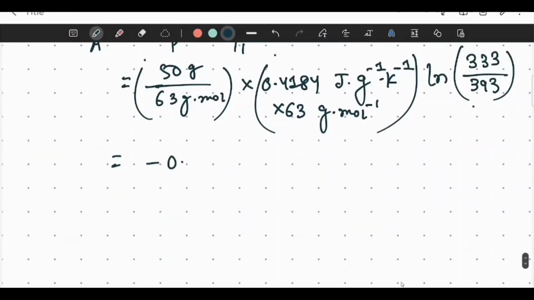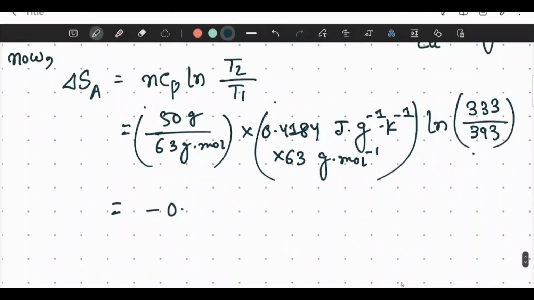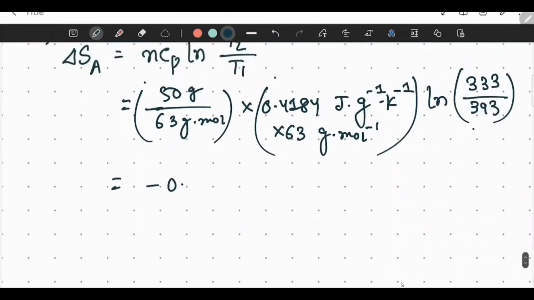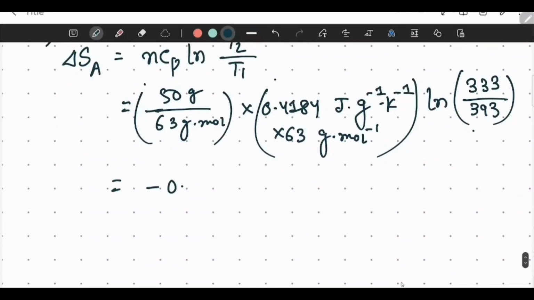What is the unit of entropy eventually? Entropy is dS equals d cross Q by T. Okay, this is joule per Kelvin. So it's correct, no problem. But here 63 should be multiplied, then it will be joule per Kelvin.